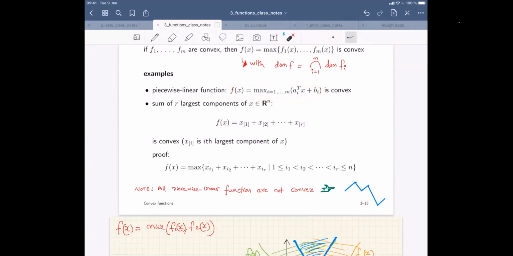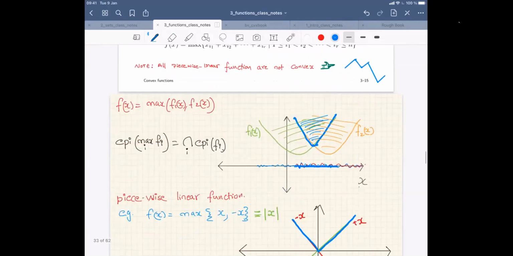Next function is the sum of r largest components of x. We have a vector x with components x1, x2 up to xn, and I have a complicated function, which is: you pick the r largest components and sum them. If I fix the value of r to be 3, and the first 3 are the largest, I will just sum these 3. That is what this function is doing. So how can we deal with this function?